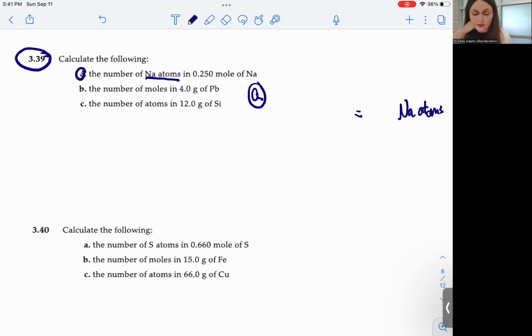That's so funny. If I were to name my child Sodium, then their name would be Sodium Atoms. That's so silly. Anyway, all right.